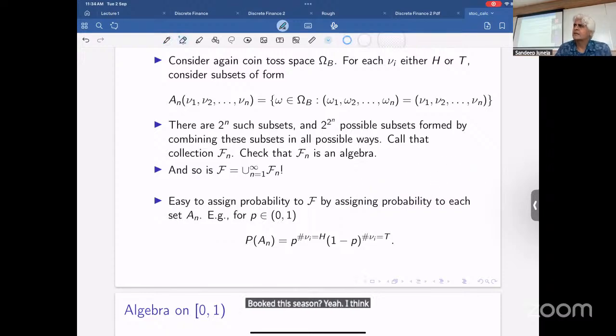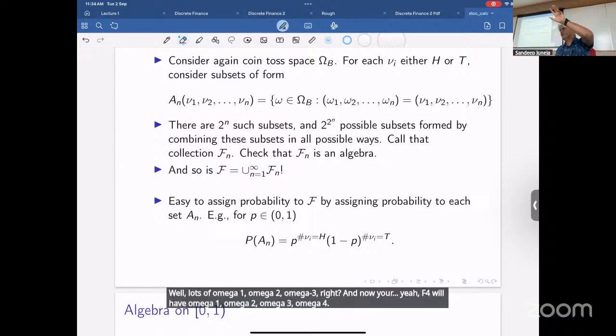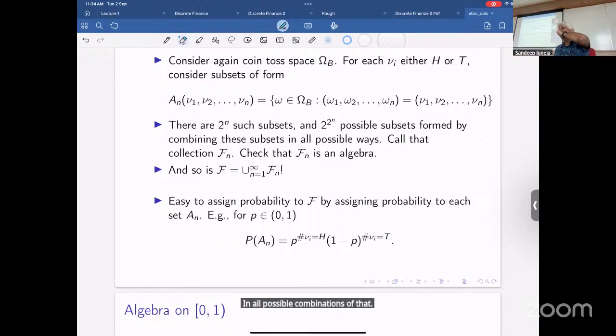How will F3 be contained in F4? Say we have omega 1, omega 2, omega 3, and now F4 will have omega 1, omega 2, omega 3, omega 4 in all possible combinations. Would it be right to say that F3 is a subset of F4? Yes, because F3 is a collection of subsets and F4 is a larger collection of subsets. Every set that's in F3 is already there in F4.